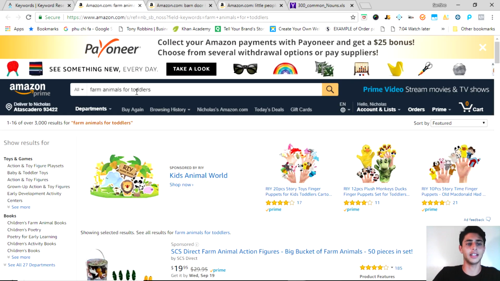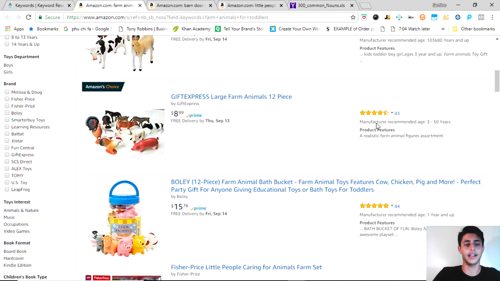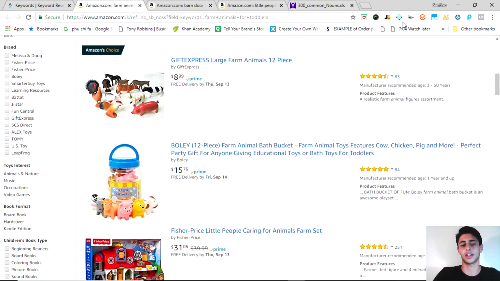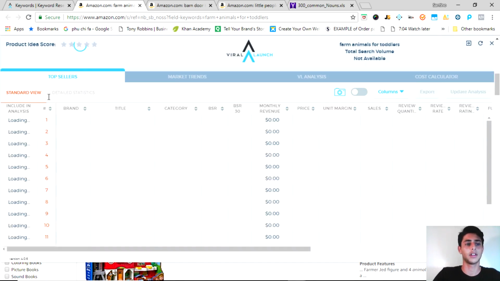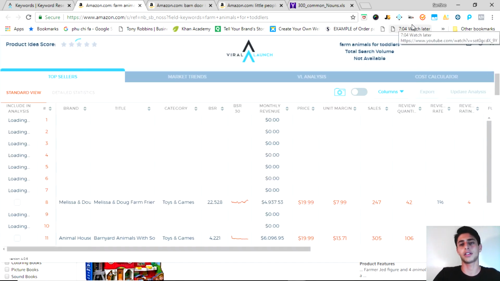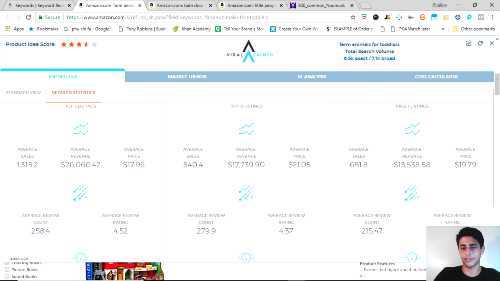So the next product is Farm Animals for Toddlers. We will go ahead and check this out. We're just going to check out the market as a whole immediately using the Viral Launch Chrome extension. So again, we click on the Viral Launch Chrome extension and then we go to detailed statistics. It's giving us 3.5 stars out of 5.